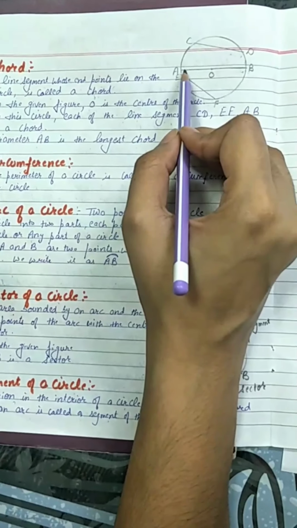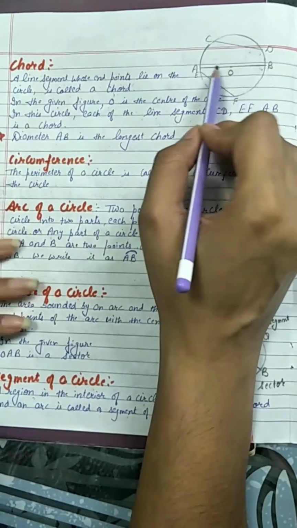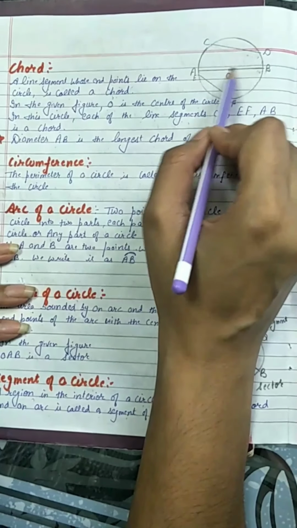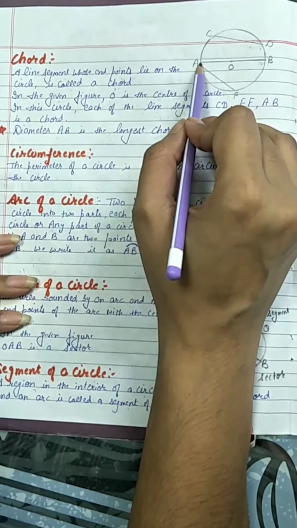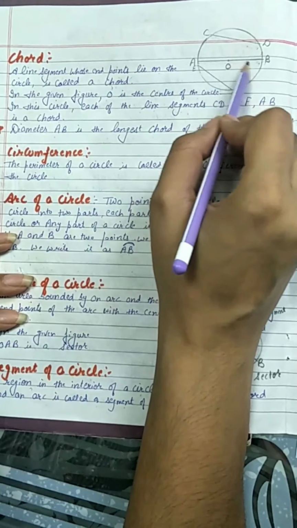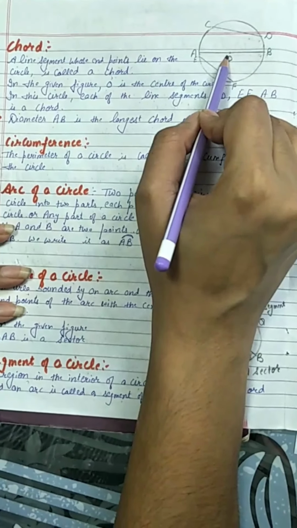Student, you can say, ma'am, AB is the diameter. Yes, it is right. AB is the diameter, but AB is also called the longest chord of the circle. Always remember, this diameter is also called the longest chord of the circle. Now look here.